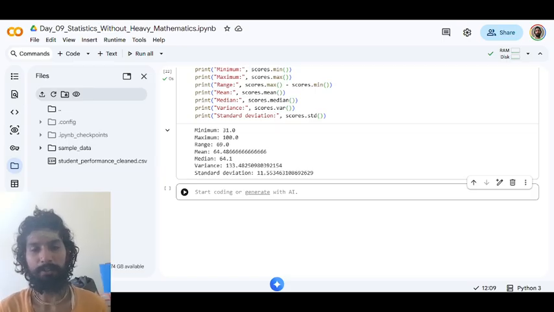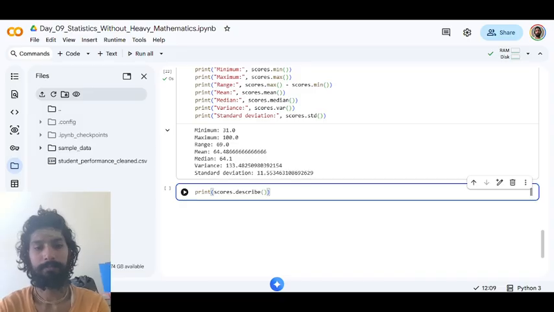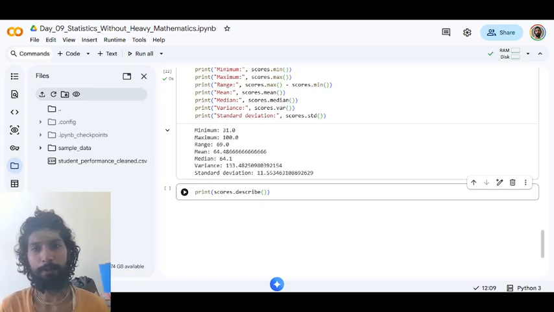Pandas can calculate many different important statistics at once using this type. Write print scores.describe. Before running the cell, predict what kind of information it will display. We expect to see count, mean, standard deviation, minimum, percentiles, and maximum. Run the cell.